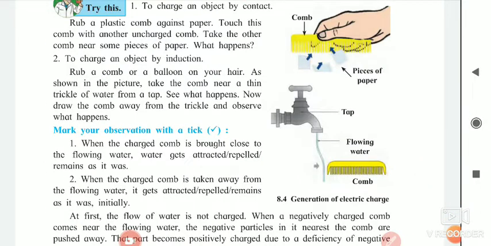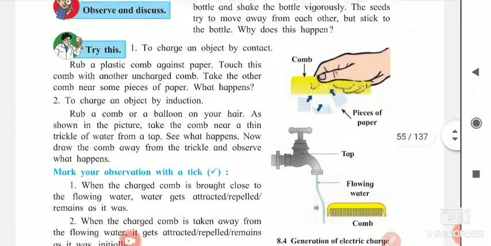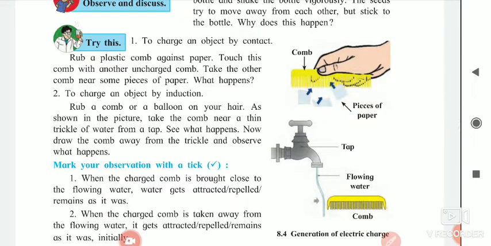Then this experiment also you can do easily at your home. You just rub this comb on your hair, and you have to take it near the flowing water, slowly flowing water from the tap. That experiment you can also do. There is also the paper pieces experiment.